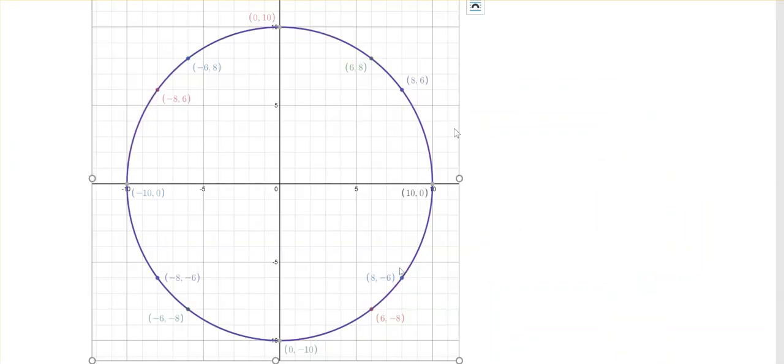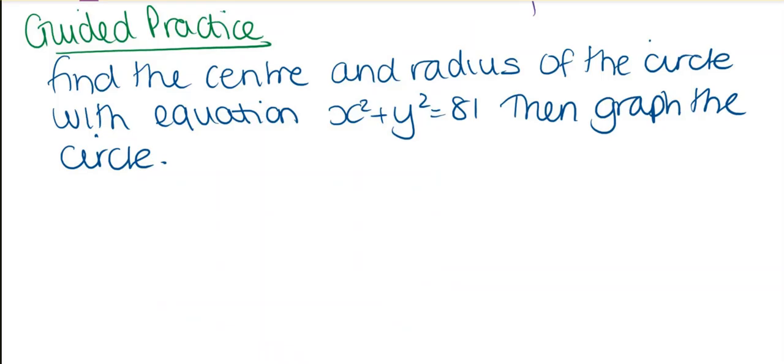So if we were to plot this, we'd see that we'd have points on our circle for 8, 6, 6, 8, minus 6, 8, minus 8, 6, because these are all symmetrical about the y. And across the x, we'll have minus 8, 6, minus 6, minus 8, 6, minus 8. So we've managed to plot our graph.